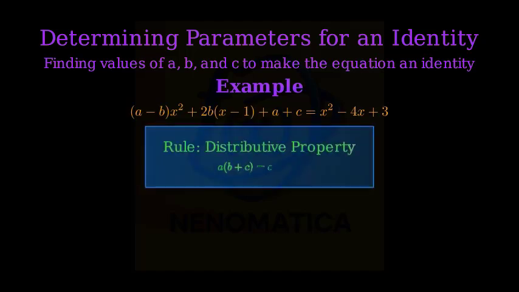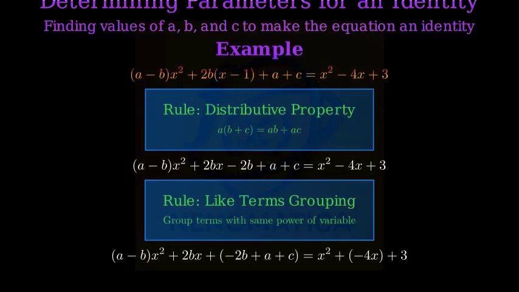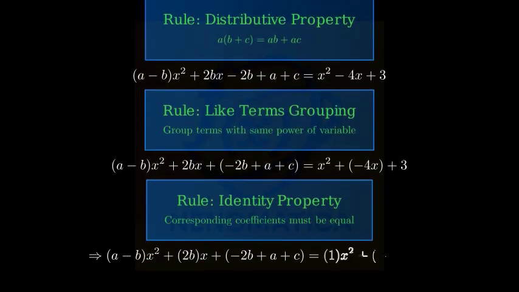First, let's expand the left-hand side of the equation to prepare for comparing coefficients. Now, we'll rearrange the terms on the left-hand side to match the format of the right-hand side, grouping by powers of x. For this equation to be an identity, the coefficients of each power of x on both sides must be equal. Let's write out these conditions.